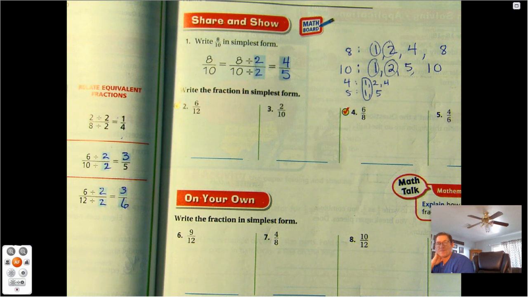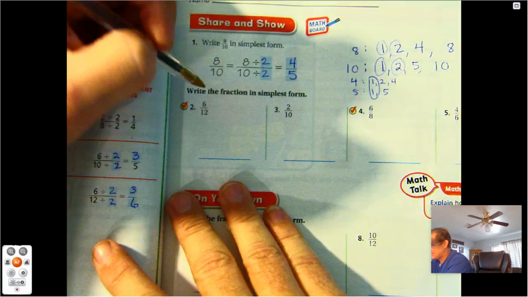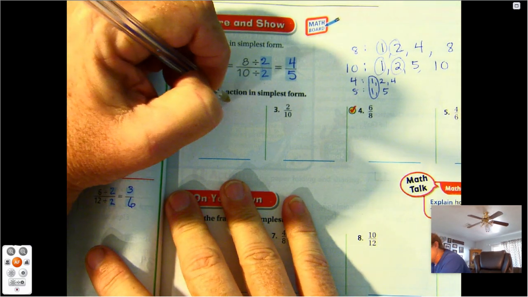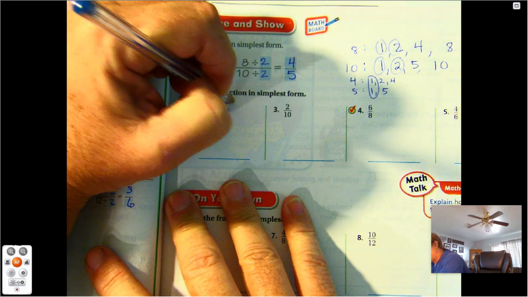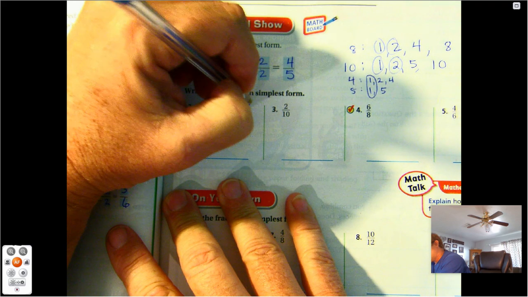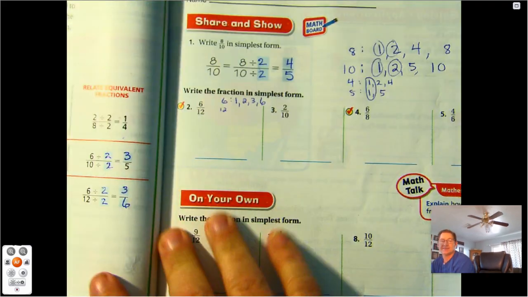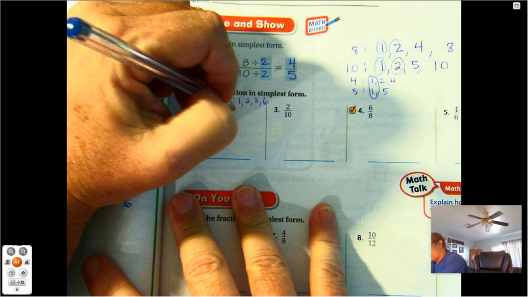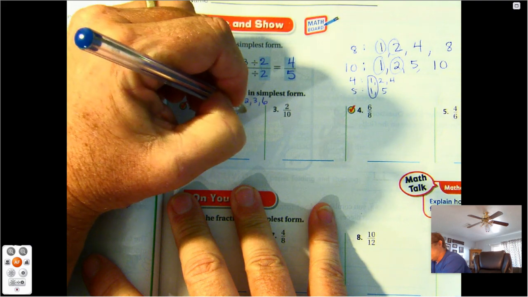6 and 12. So let's list the factors of 6. We've already done 6, and we know that the factors are 1, 2, 3, and 6. 12, we know is 1, 2. 2 times what is 12? 6.